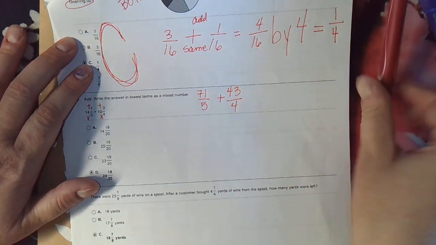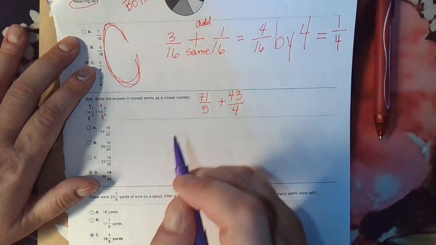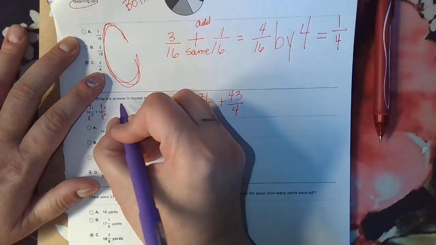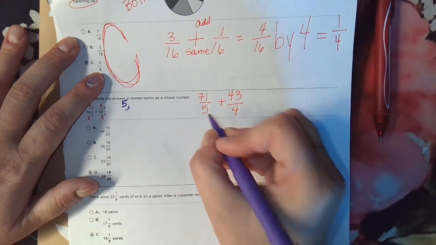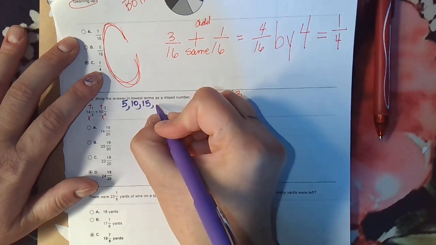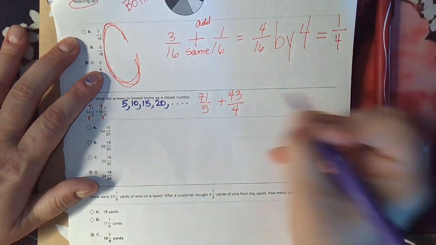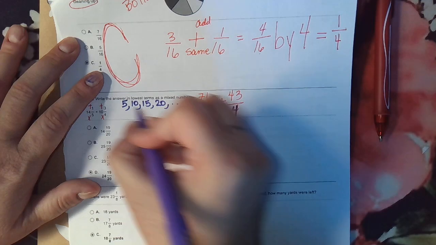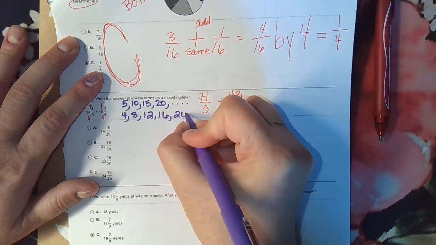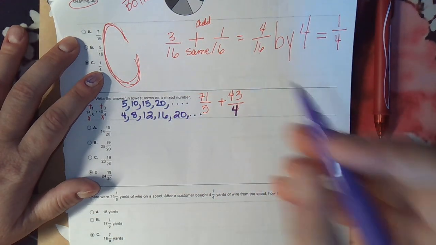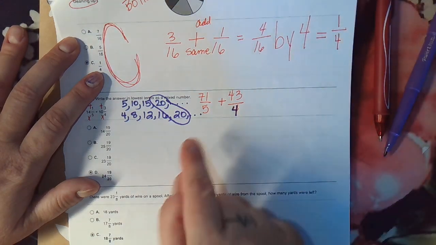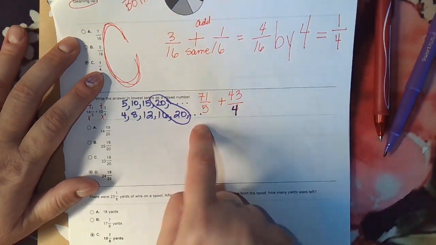Okay, now we need to come up with the LCD or the LCM. And remember, the LCD comes from the denominators. So my first denominator is a 5. Think of all his multiplication facts. 5, 10, 15, 20. My second denominator is a 4. Let's think of all his multiplication facts. 4, 8, 12, 16, 20. Okay? The lowest number in common is a 20. So somehow we have to change these bottoms to a 20.